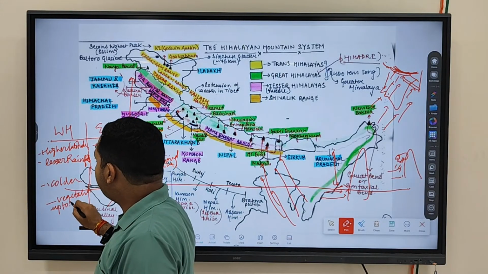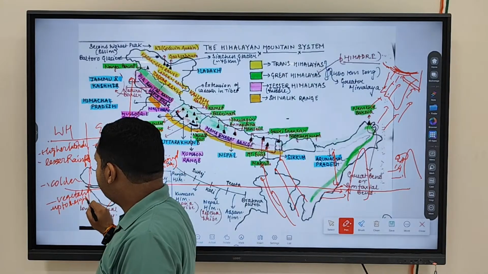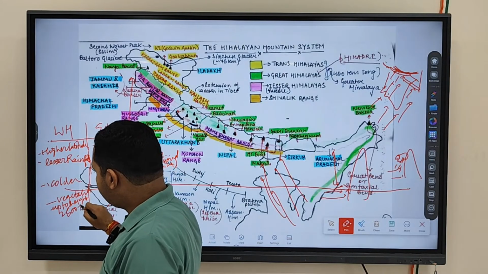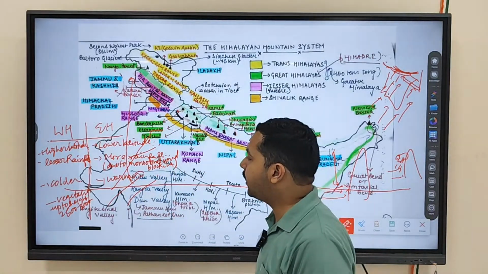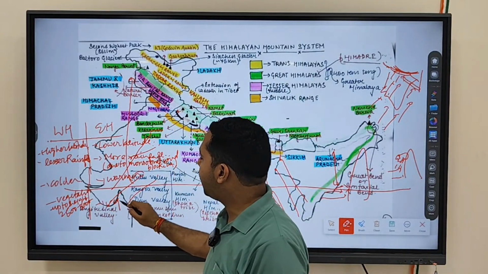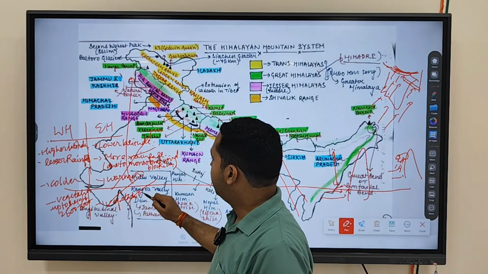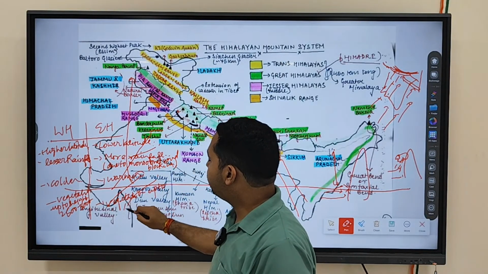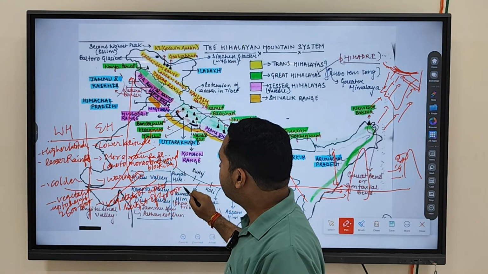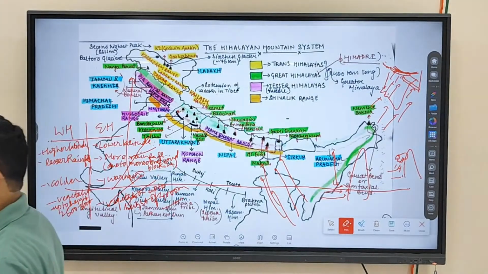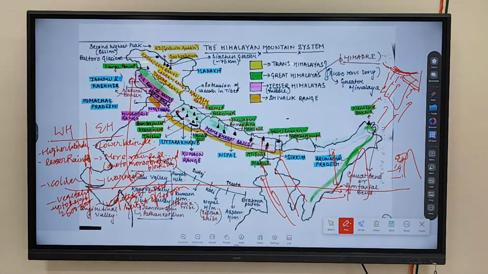As a result, you will find vegetation up to a height of around 2,500 to 3,000 meters in the Western Himalayas, and you can find vegetation up to a height of 4,000 meters in the Eastern Himalayas. Vegetation is found at a higher altitude in the Eastern Himalayas and lower in the Western Himalayas.